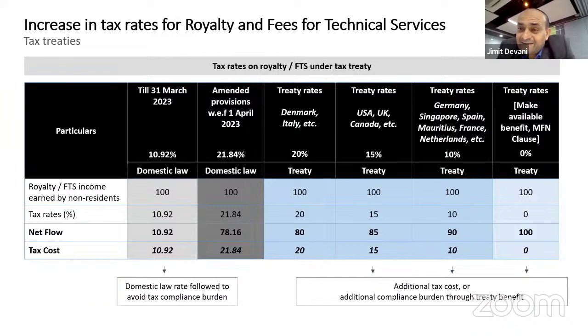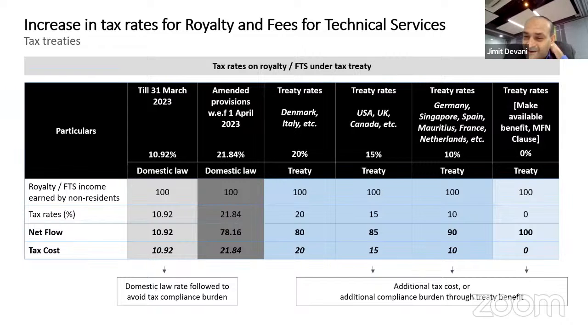Some of the treaty rates, like Denmark and Italy, the rate is 20%. So you don't have any MFN clause, you don't have a particular benefit. That is why under the domestic law or under the treaty between India and Denmark, India and Italy, the rate is 20%. So there, of course, you may want to evaluate whether you want to still go ahead and claim the treaty benefit, or pay the taxes in accordance with the domestic law and then not file the tax return of the foreign entity in India.